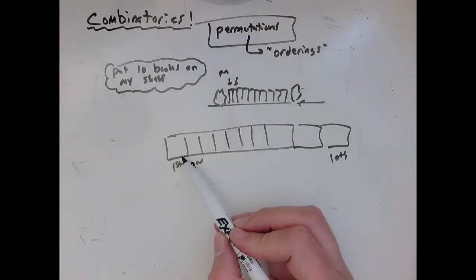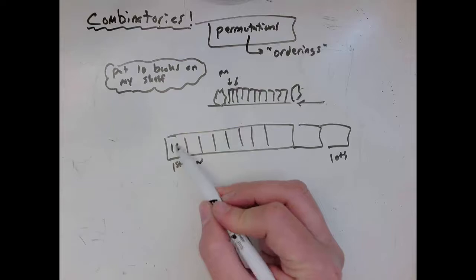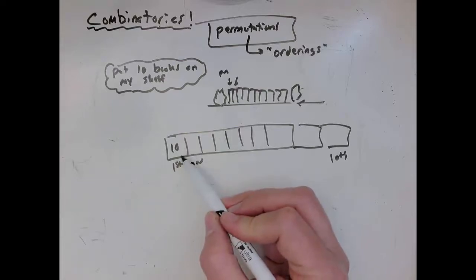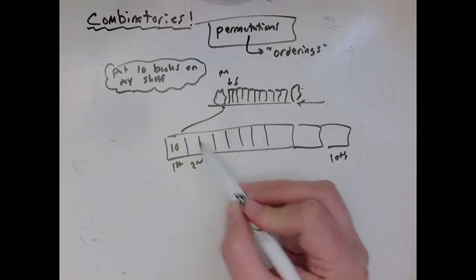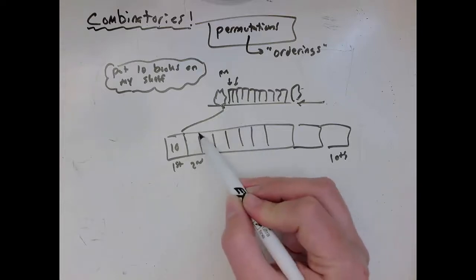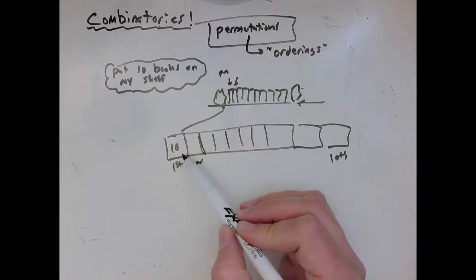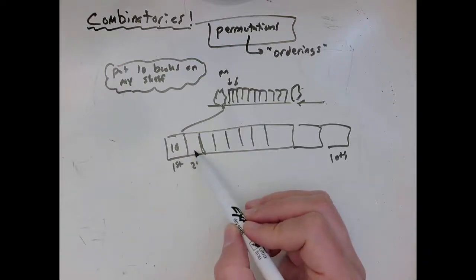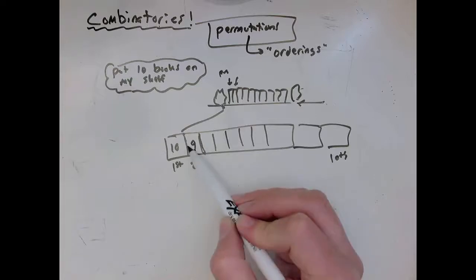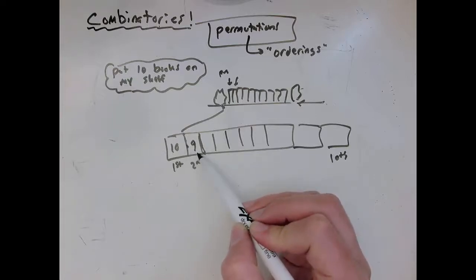Okay, so if I've got 10 books, how many possibilities are there for which book I could put first on my shelf? Well, clearly I could put any book first, so I've got 10 options for which book goes first. Okay, how many options do I have for which book goes second? Well, once I've put one of the books on the shelf, I can't also put that book second. So now I've only got 9 options left for which book could go second.